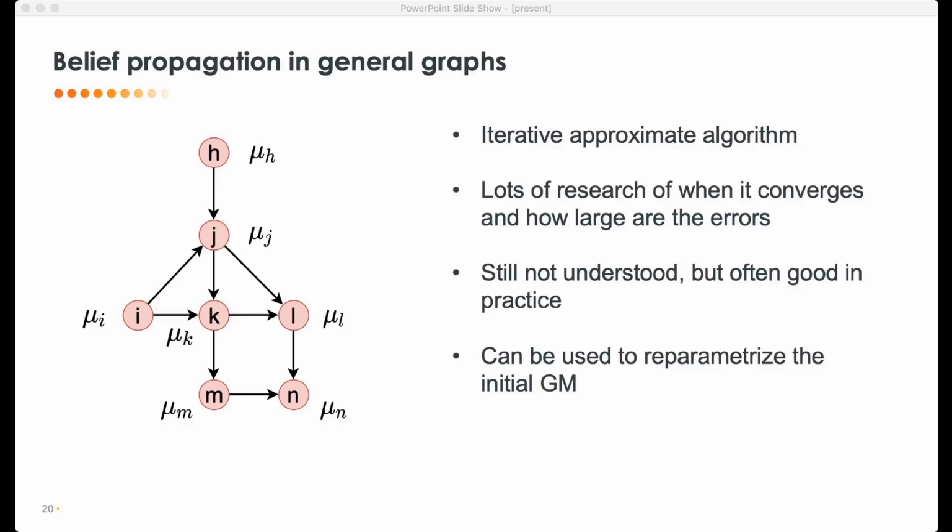It is interesting to note also that belief propagation can be used to parameterize graphical models. So after we obtained marginal distributions over the variables, we can merge these probabilities into the potentials, and we can obtain another graphical model with more localized potentials, for example.